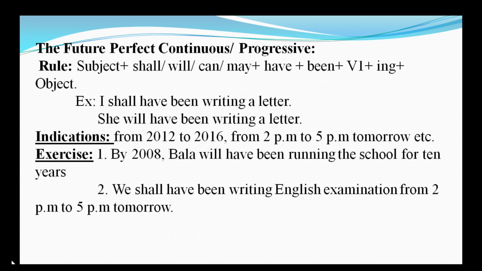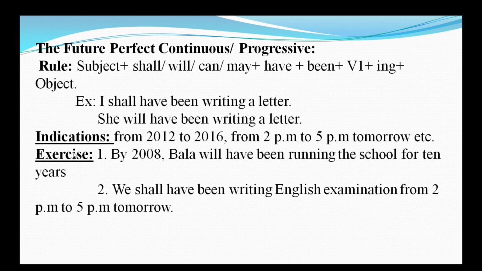The rule is: subject plus shall or will or can or may plus have plus been plus v1 plus ing form plus object. Here based on the rule, I shall have been writing a letter. I is the subject, shall have been is the future perfect continuous tense of the verb. Writing is v1 plus ing form, a is an article, letter is the object. She is the subject, will have been is the future perfect continuous form of the verb. V1 plus ing form, a is an article, letter is the object.